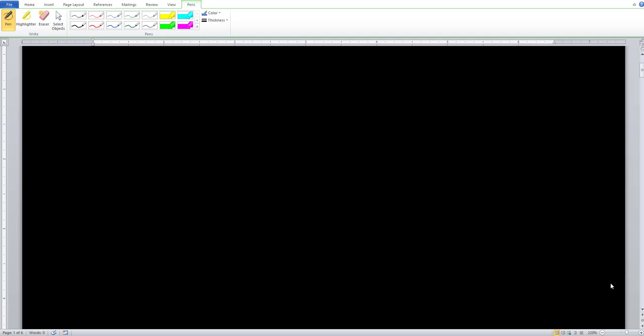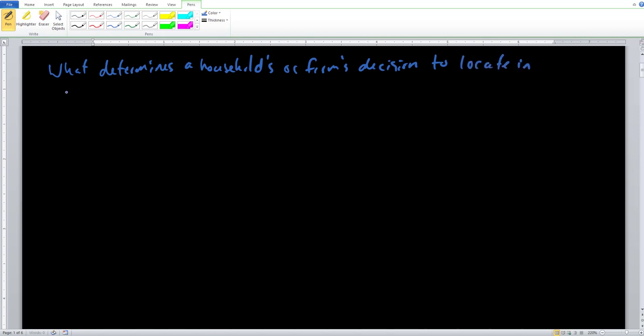Something else I can discuss in this land section is to see exactly what determines a household's or firm's decision to locate in a particular location. We said in general that it's going to be demand factors, but we can get a little bit more specific. So let's ask this question right here. What determines a household's or firm's decision to locate in a particular location? This can occur on both a household basis and also a firm basis. So just think about yourselves for a little bit, your own household. What may cause you yourself to locate in a particular location, say in Miami or wherever you may be?